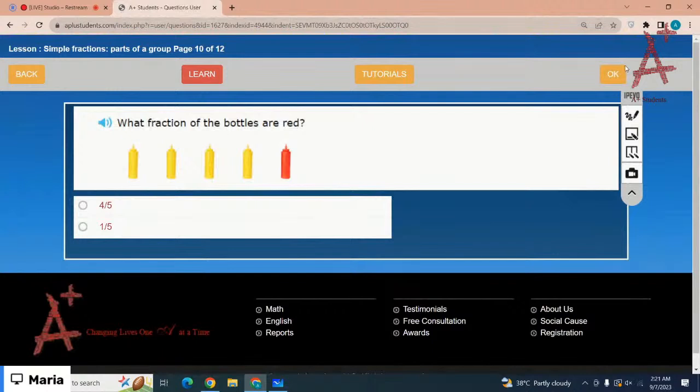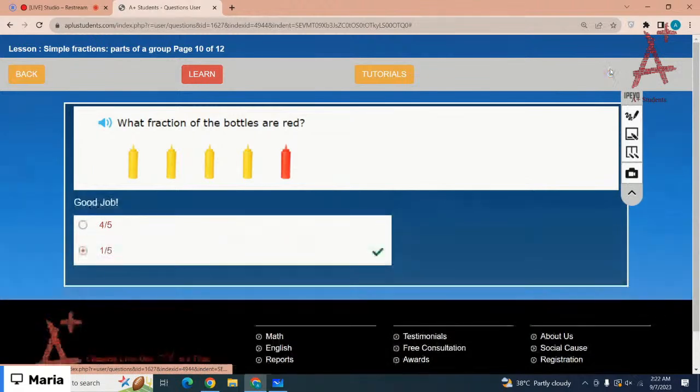What fraction of the bottles are red? Which is the correct option? The correct option is 1 out of 5, right? Because you have a total of 5 bottles. You can see just one of them is red, so it would be 1 out of 5. The second option is the correct one.